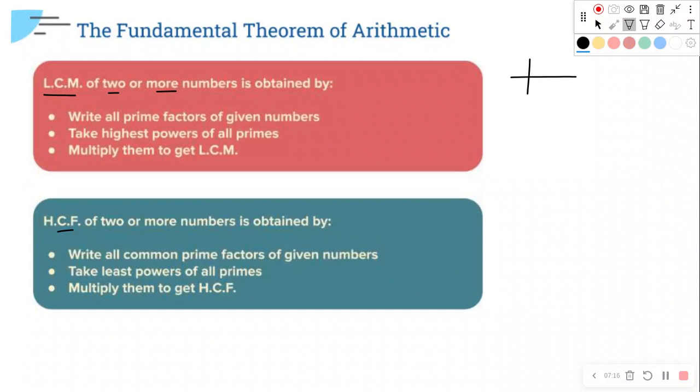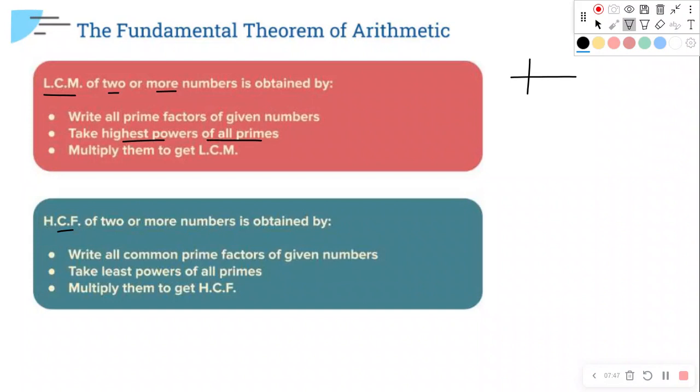What is the step? First step is write all prime factors of given numbers. We have to do the prime factorization of every number and mention all the prime factors. After that, we have to take the highest powers of all primes, and multiply them all to get the LCM. Just understand this. We'll do questions now.